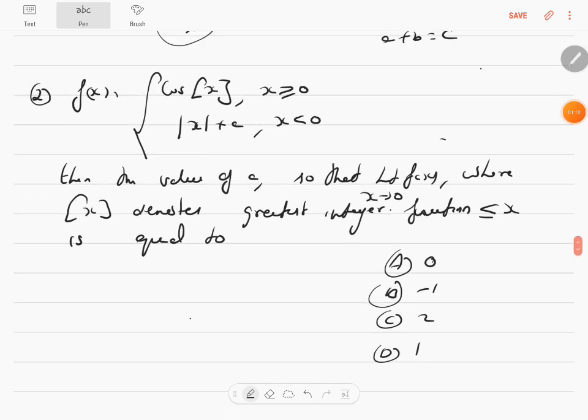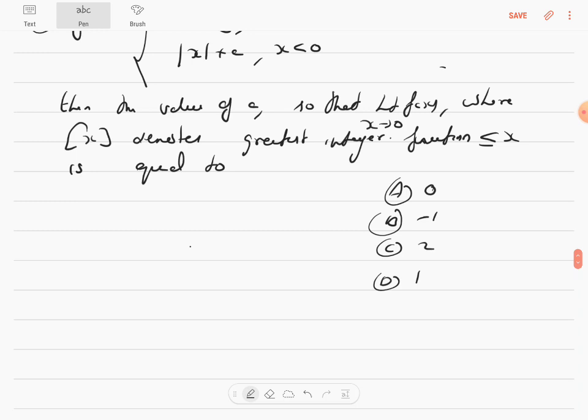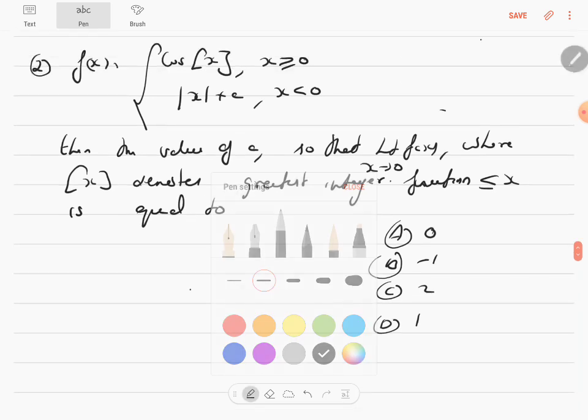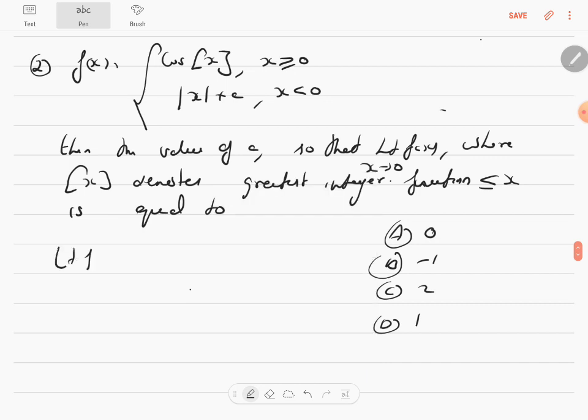So the second question is this, where f of x is equal to cos of greatest integer function of x when x is greater than or equal to 0, and mod x plus a when x is less than 0. You have to find the value of a. The four options have been given. So let's do the left hand limit. Limit of f of x as x tends to 0 from the left. The formula for x less than 0 is mod x plus a. And I know direct substitution works because it's not a 0 by 0 form, so the answer itself is a.